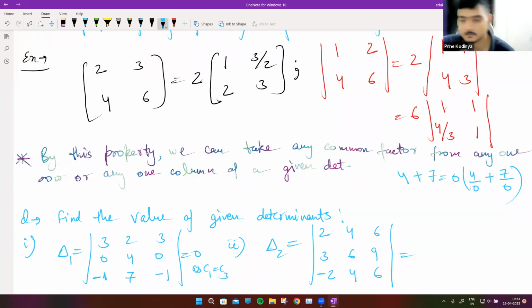Now the second one. We can certainly take common.